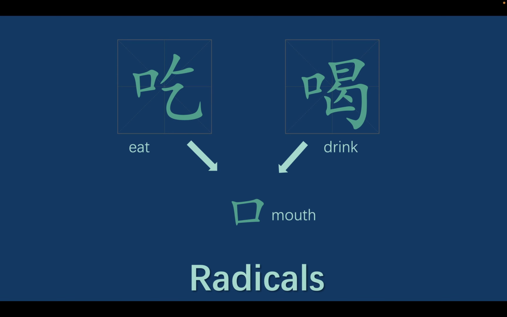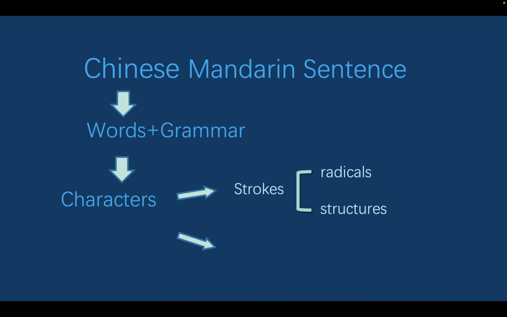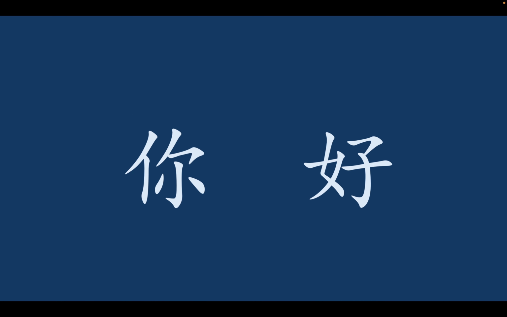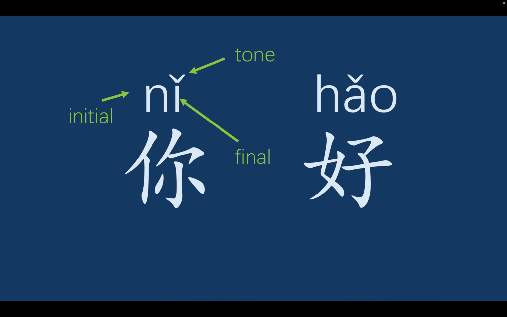But actually, you still don't know how to read these characters. You don't know the pronunciation of them. Then we'll see the tool for us to pronounce Chinese characters. It is pinyin. These two characters, we don't know how to read them, but now here, 你好, this pinyin can help us to read them. Pinyin has three parts: initial, final, and tone.